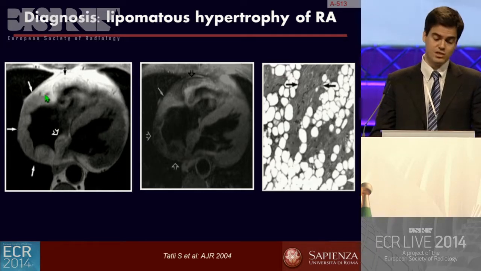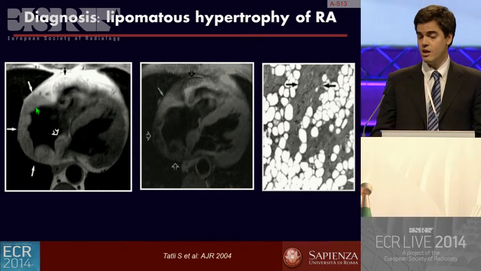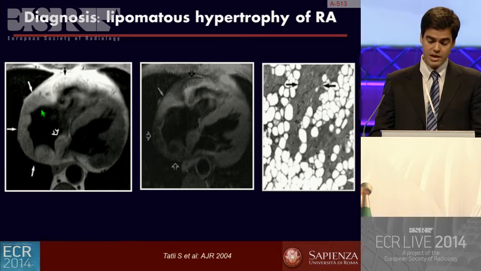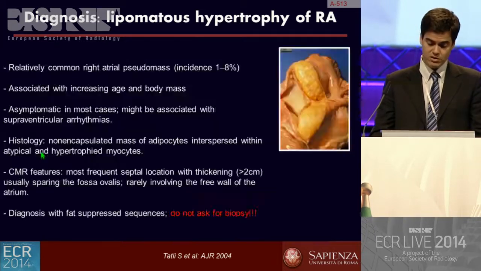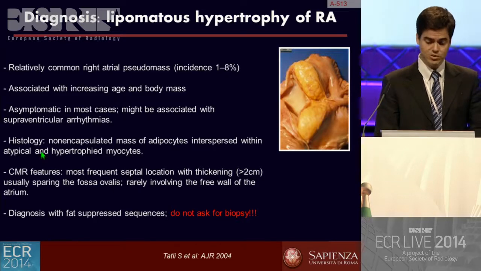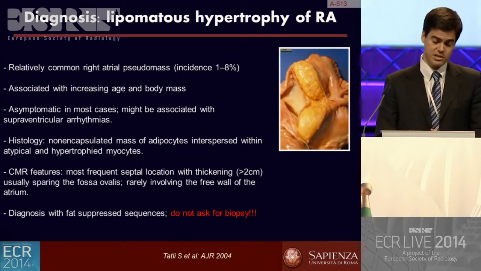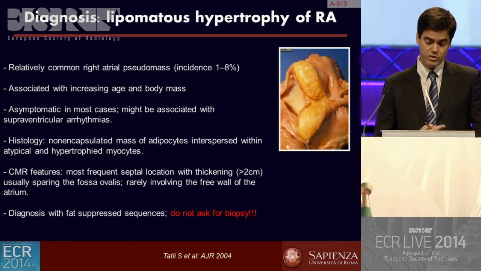So whenever you have fat tissue involving the right atrium, it is homogeneously suppressed. It's part of the congenital development of the heart, and we may have local accumulation of fat within that location. It's another very typical pseudomass, 1 to 8% of incidence. It is associated with increasing age and body mass, asymptomatic in most cases. Of course, it might be a source of supraventricular arrhythmias.